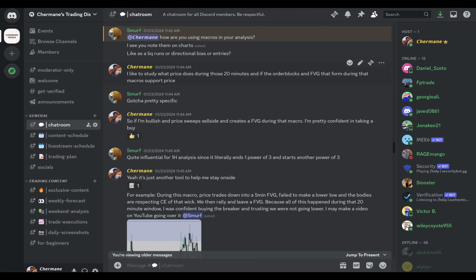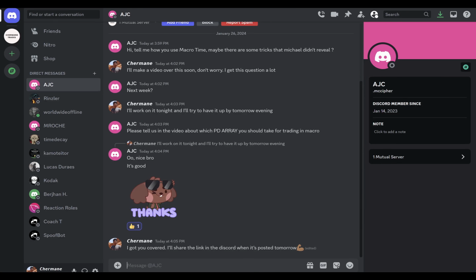We got just a quick, brief video going over how I use macros in my trading. If you watch my trade executions, or if you're in the Discord and you pull up my daily screenshots, I always have macros annotated on my chart, and I get a lot of questions, as you can see here, of people asking, how do I use macros? What do I look for? How do I implement it in my trading? So I'm going to go over that today. It's nothing complex, it's nothing too crazy, but it does play a significant role in my trading and in deciding whether or not I want to take a setup.